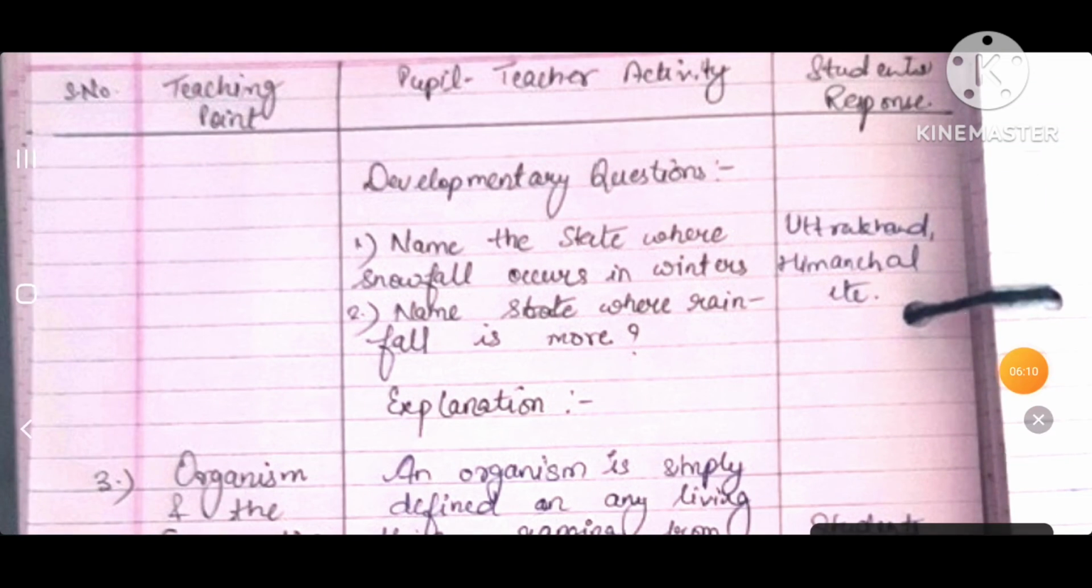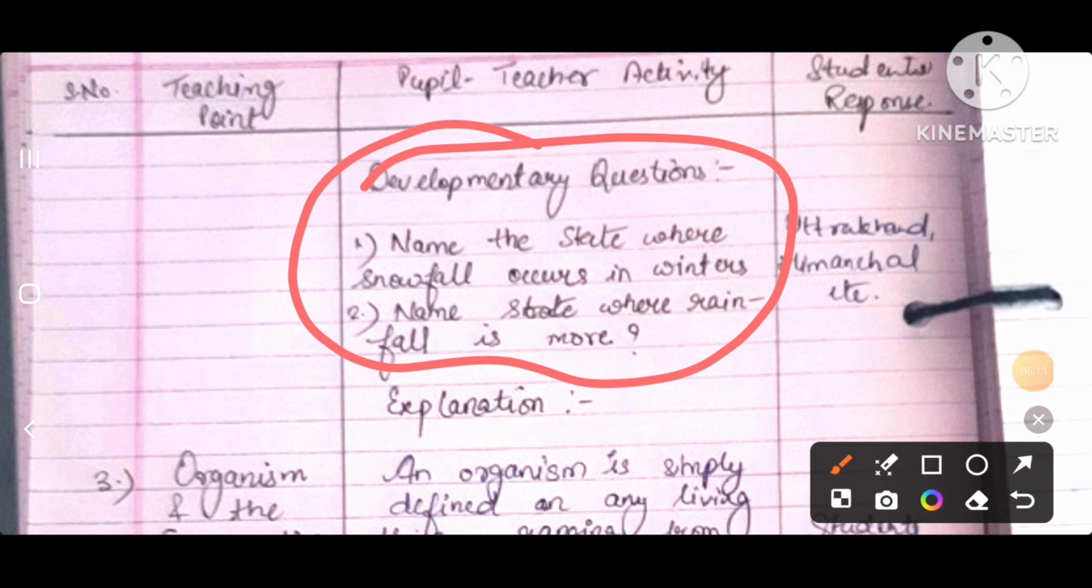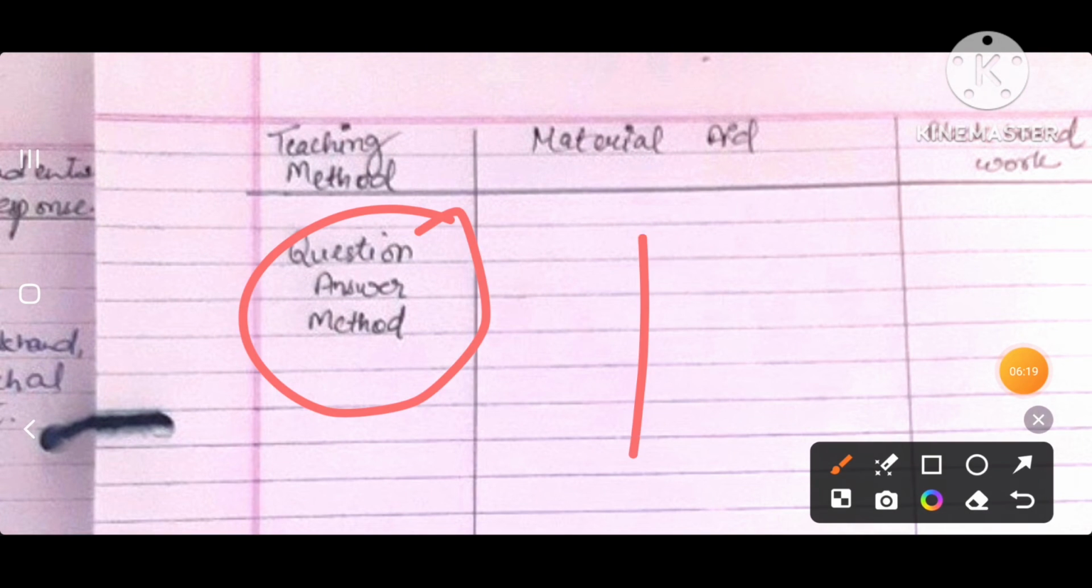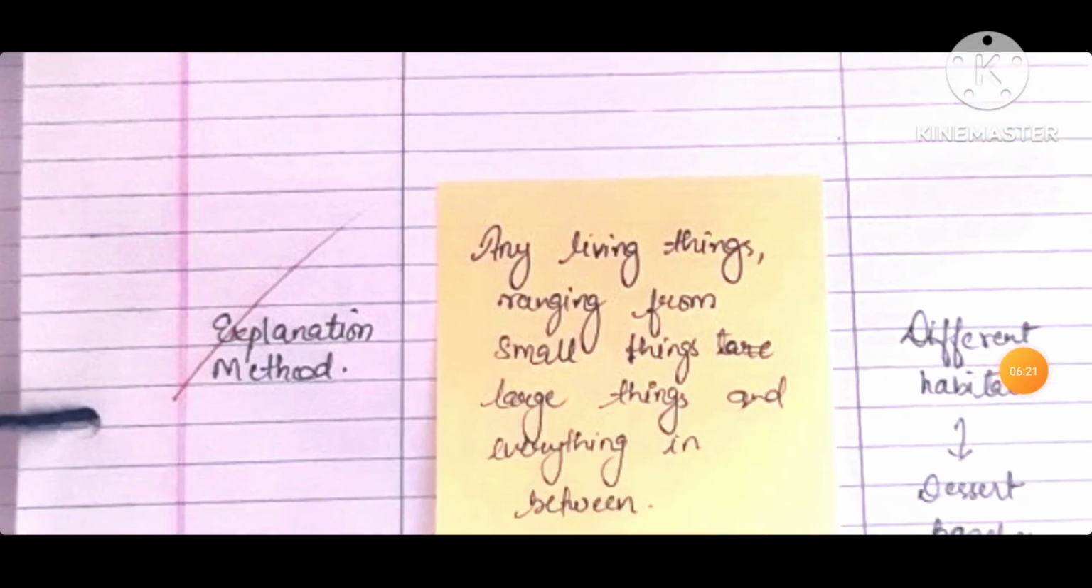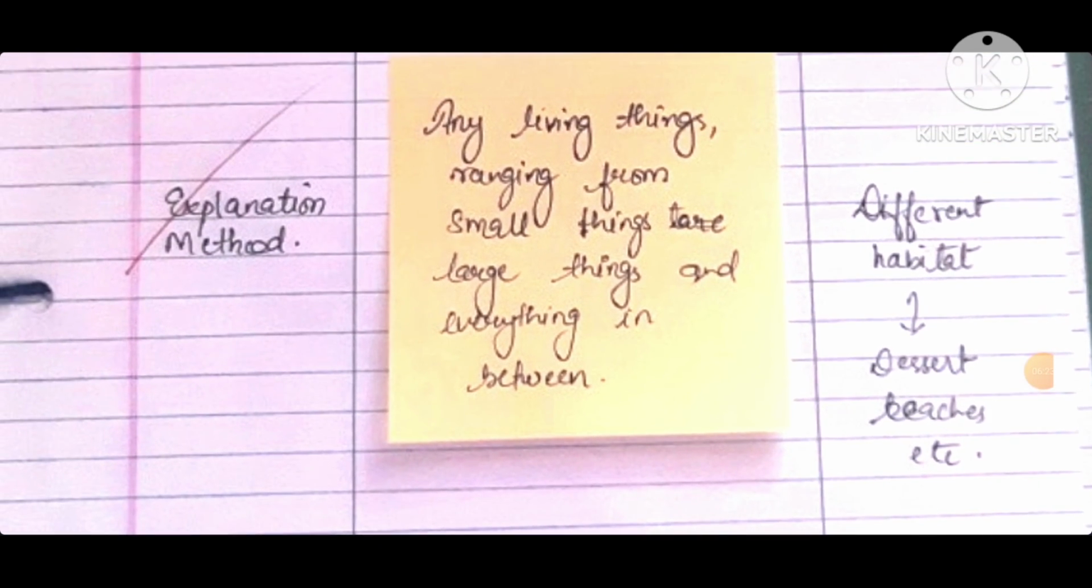In the teaching method, the question answer method is for the developmental questions and the explanation method is for the explanation. This is the material aid and the blackboard work.